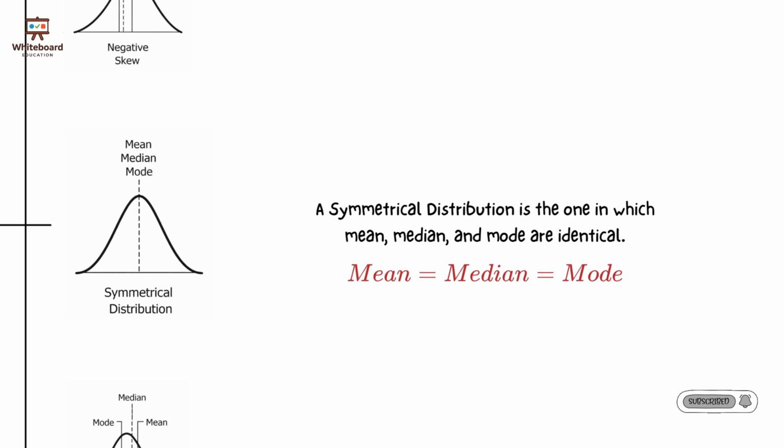A symmetrical distribution is the one in which the mean, median, and mode are identical. Meaning that the value of mean is the same value for median and mode and lies at the same point on the graph as shown.